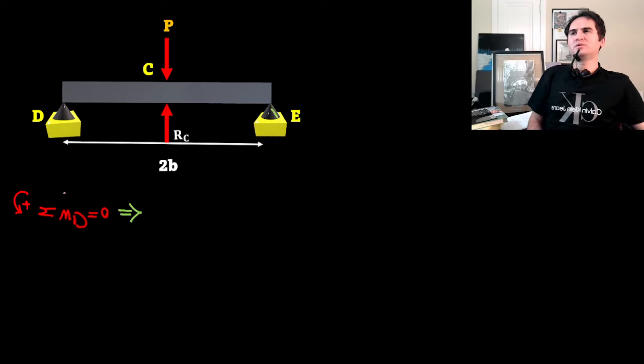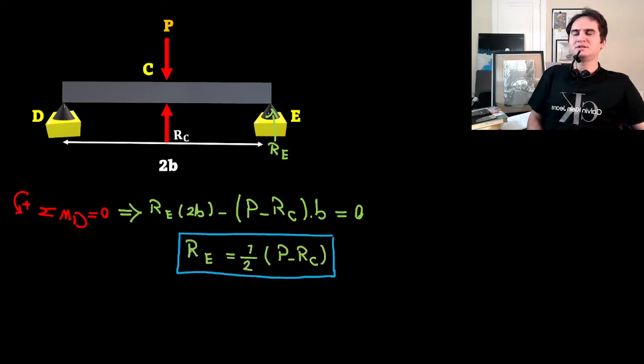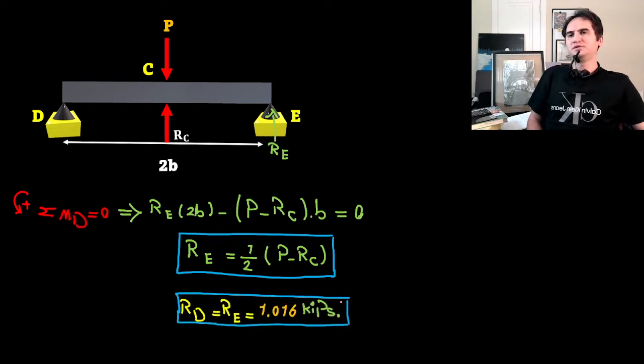The same for beam DE. The summation of moments about point D gives us an equation based on RE, P, and RC, and if you solve that, RE is half of P minus RC. P is provided as 6 kilopounds in the problem statement. RD is equal to RE due to symmetry again, and it's 1.016 kilopounds, and again that's an upward force.